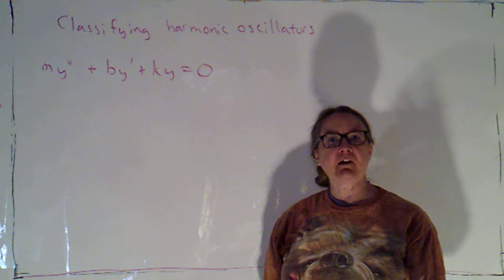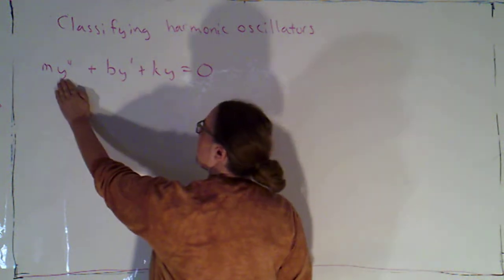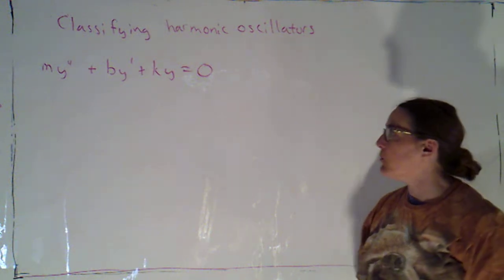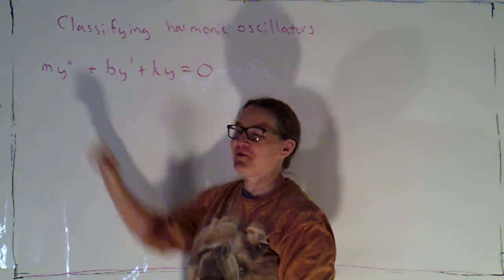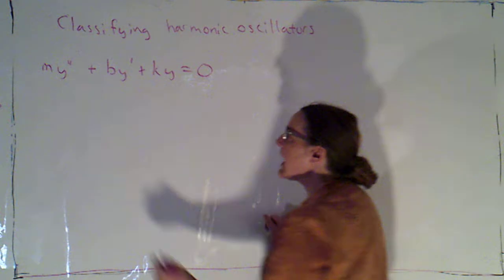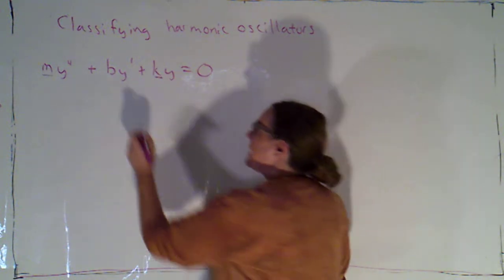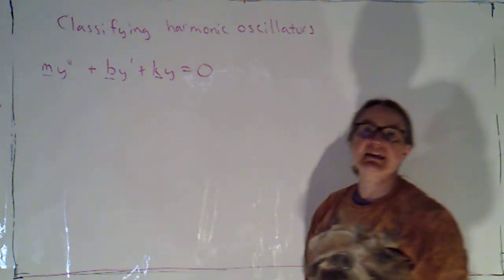But unlike the generic one, where the coefficients in front of y double prime, y prime, and y could be positive, negative, or zero, with the exception that we couldn't have zero for the y double prime, here, m and k must be positive, and b must be non-negative.